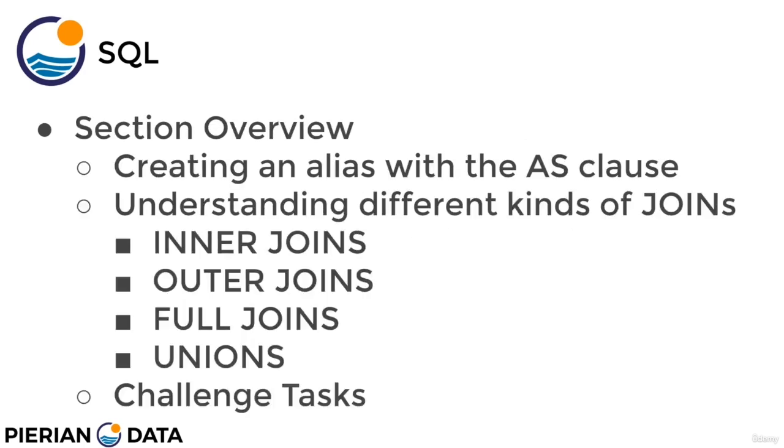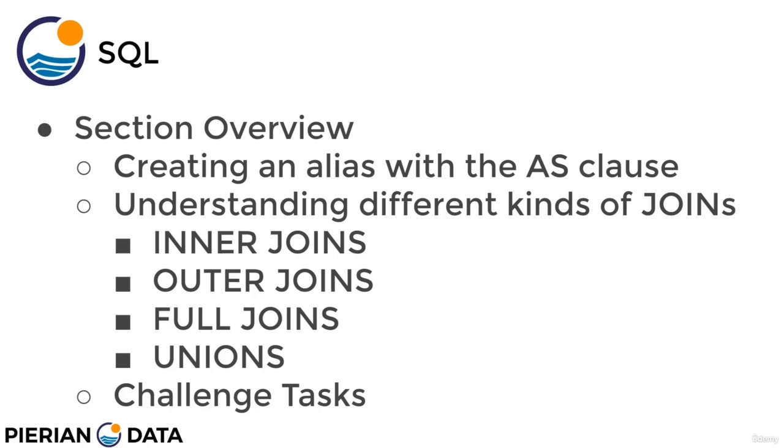We're going to start off this section by quickly discussing the AS clause, which is a really useful clause for creating an alias. That is to say, it just allows you to rename a column whatever you want. Once you understand that, we'll move on to joins. We're going to discuss different kinds of joins, such as inner joins, outer joins, full outer joins, unions, and more. There's also things like left joins and right outer joins, etc. So lots of stuff to discuss here.